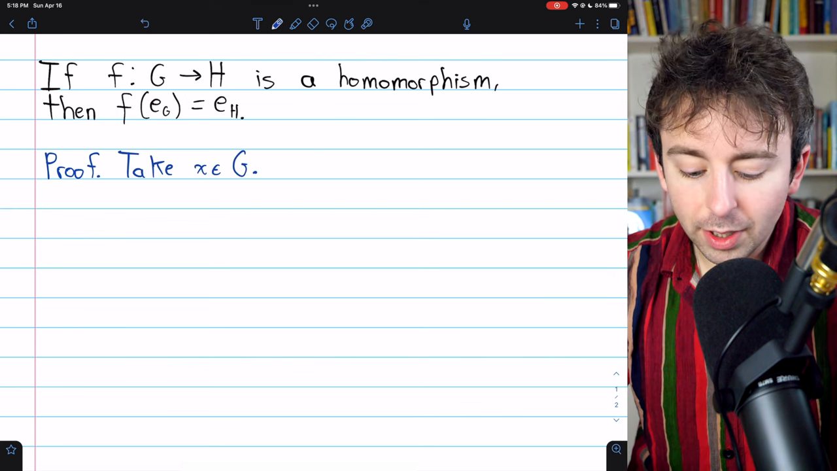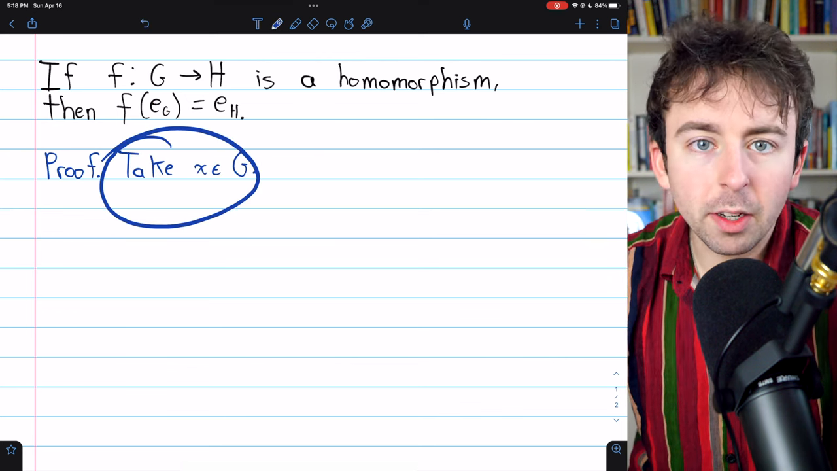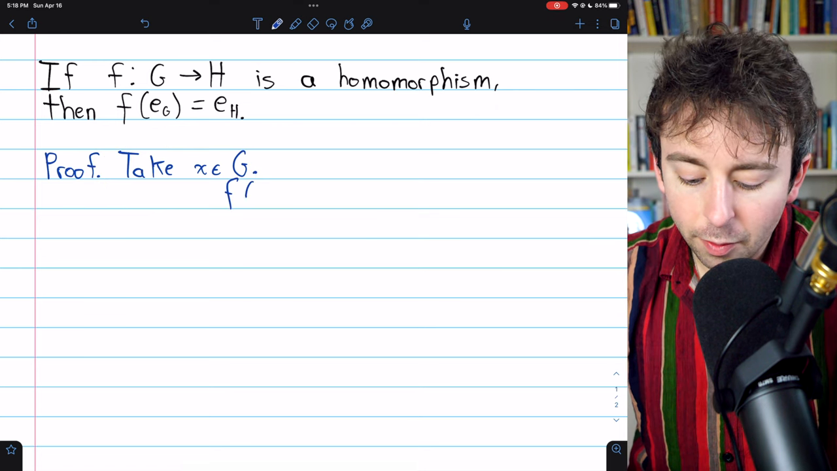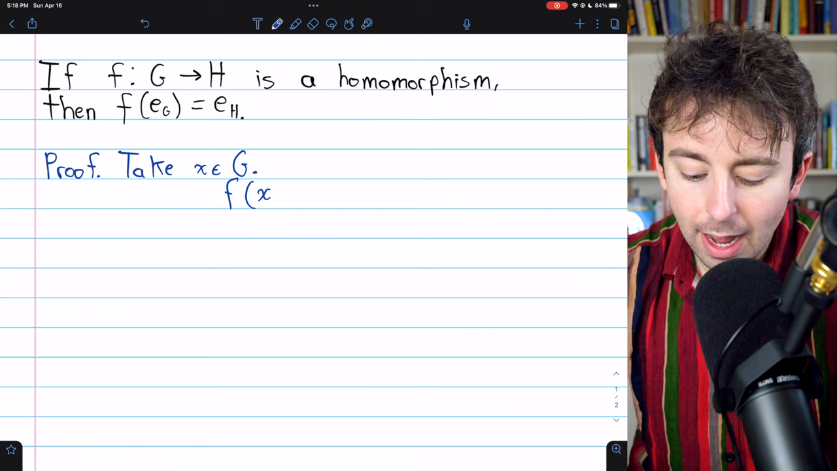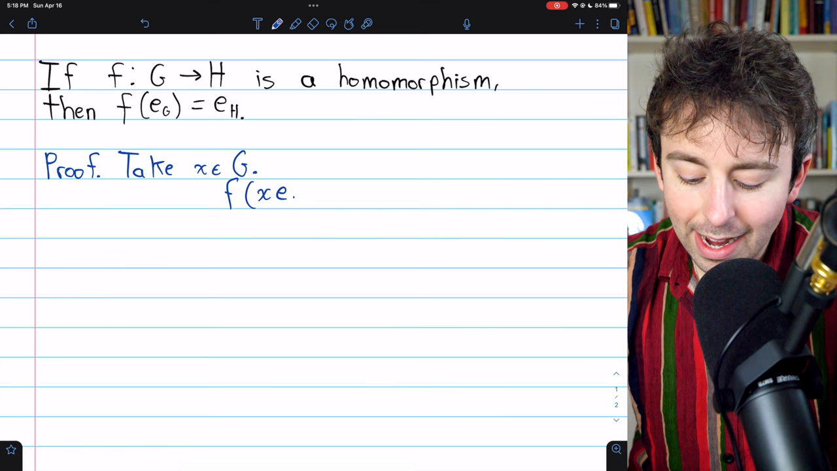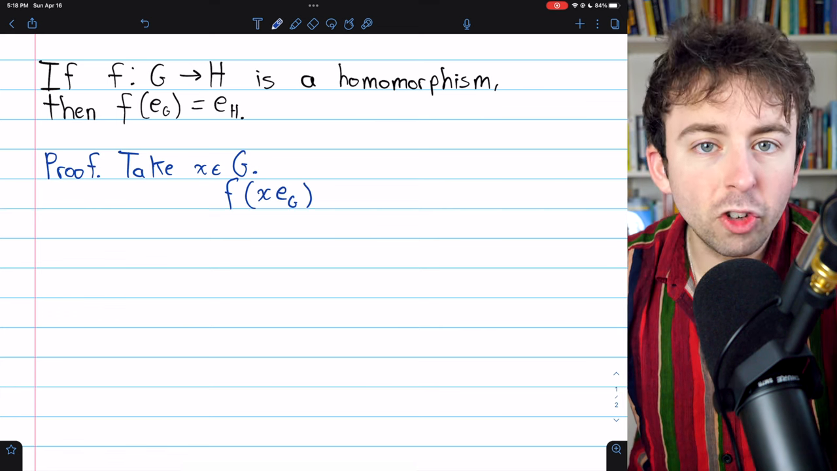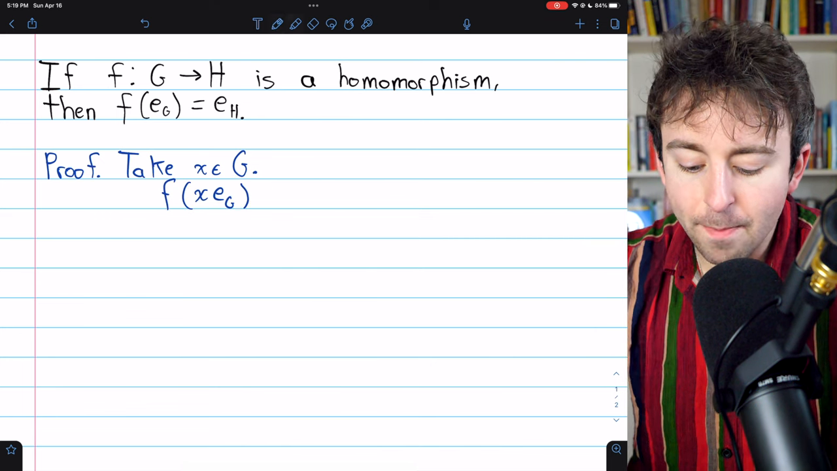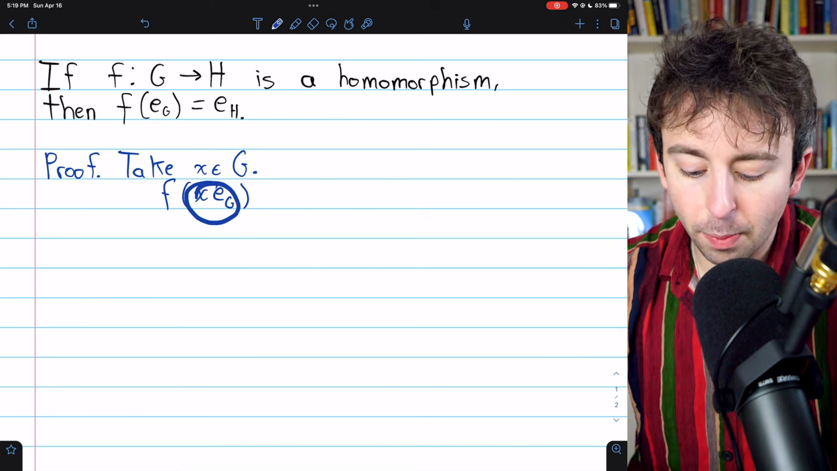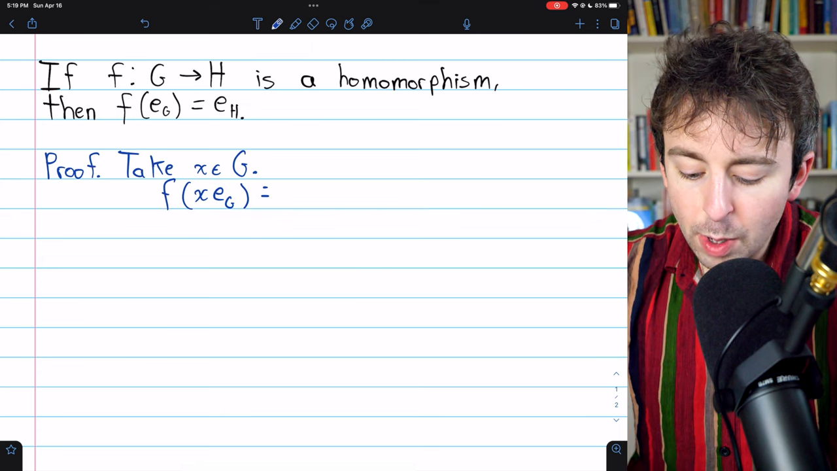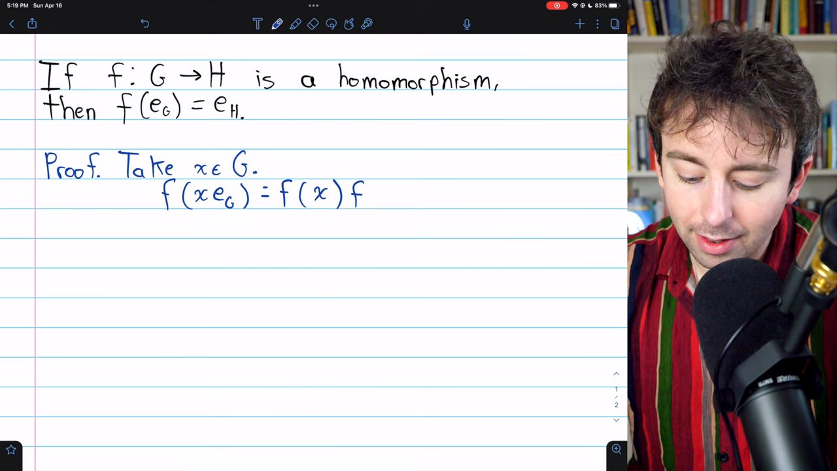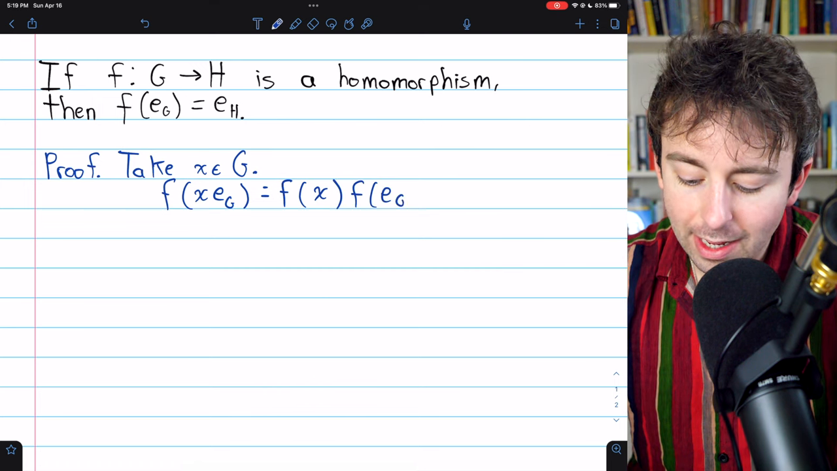To begin the proof, let's take an arbitrary element x from our group G. Then consider f of x composed with the identity element of G. By definition of a homomorphism, it doesn't matter if we combine these elements before we put them in the function, or if we combine their images under the function separately. So this is equal to f of x times f of eG.